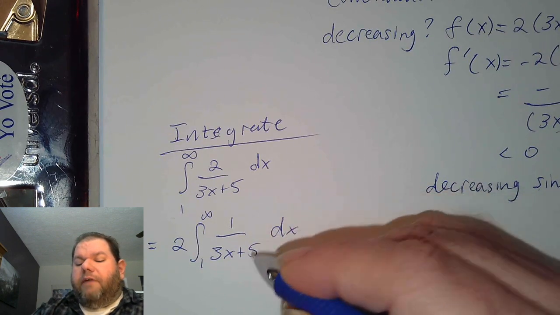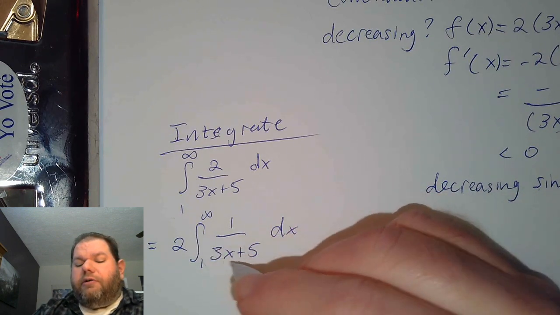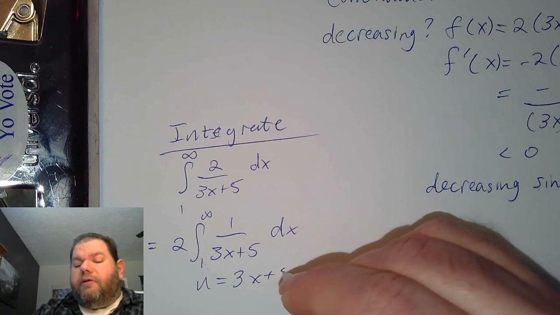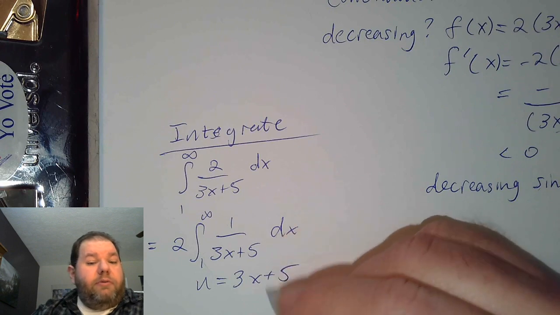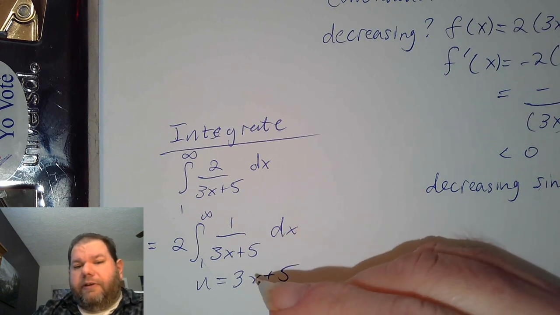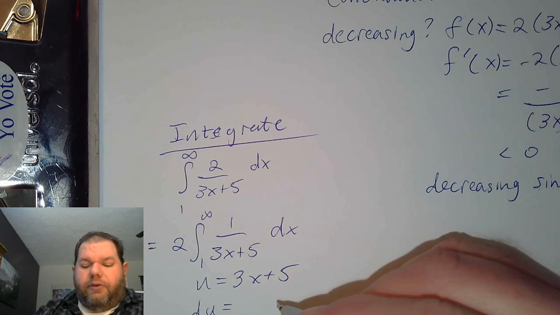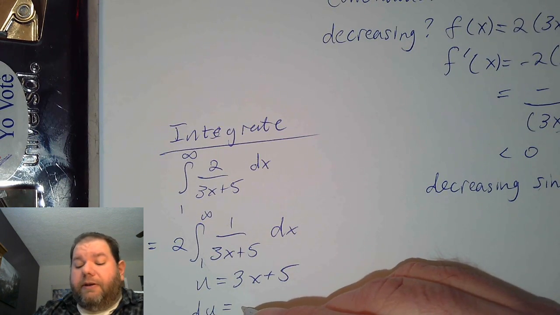And because we have a linear expression down here, we can let u equal 3x plus 5. Even if it wasn't linear, we would use the same approach. But because it's linear, it's going to be a logarithm. That's what it actually means.